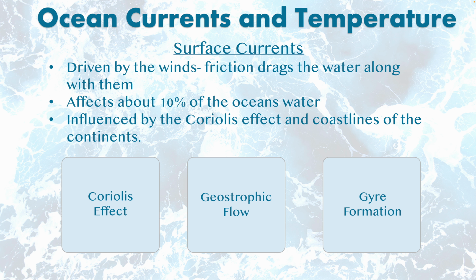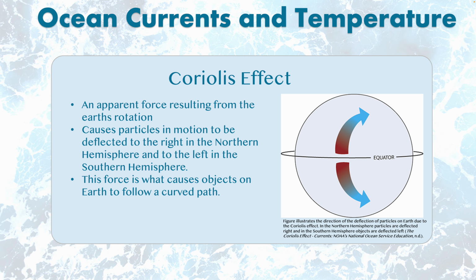Surface currents are driven by the winds. As wind blows across the surface of the water, friction drags water along with the winds, and this impacts about 10% of the ocean's water. They are also influenced by the Coriolis effect and the coastlines of continents. Let's take a deeper look into the features of surface currents.